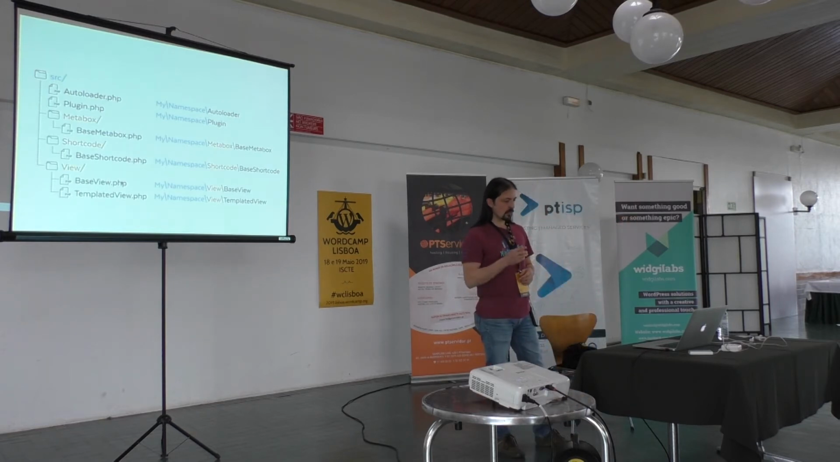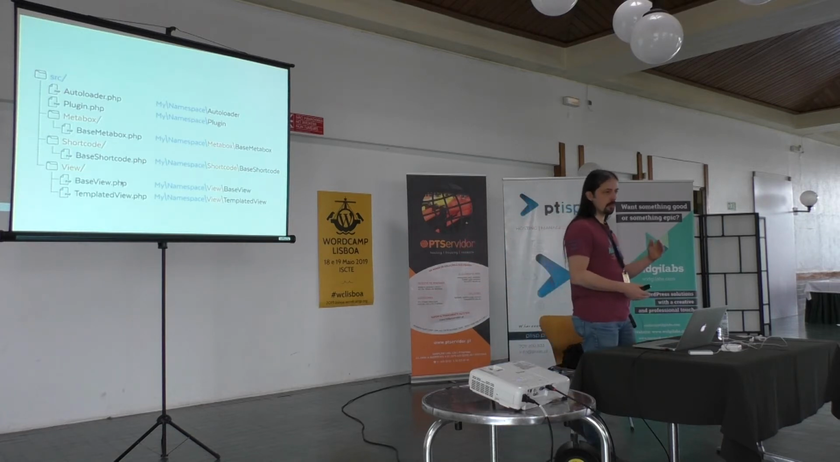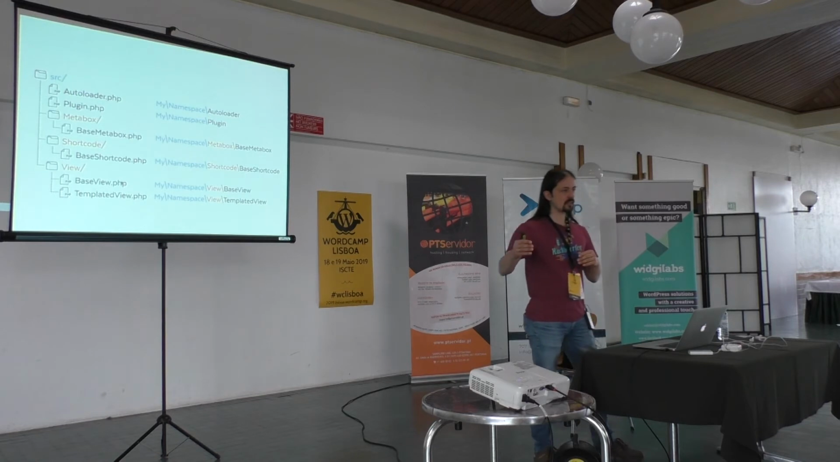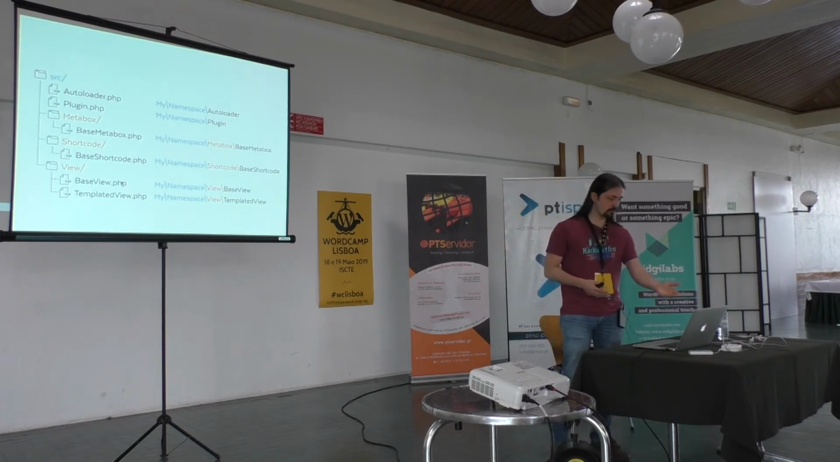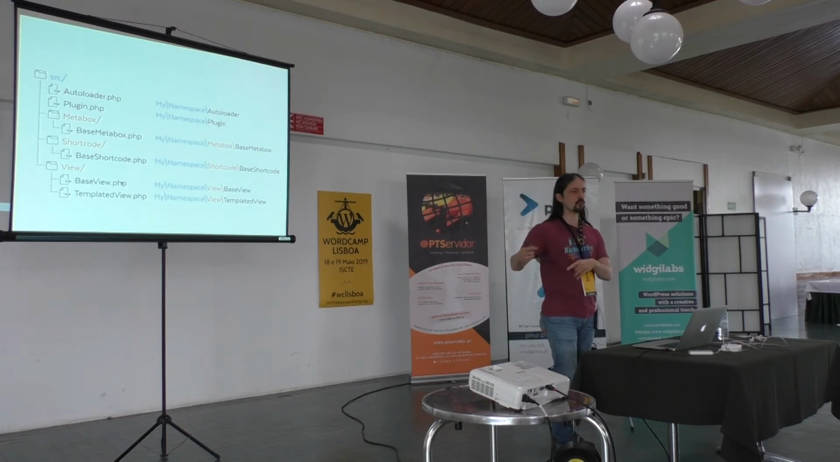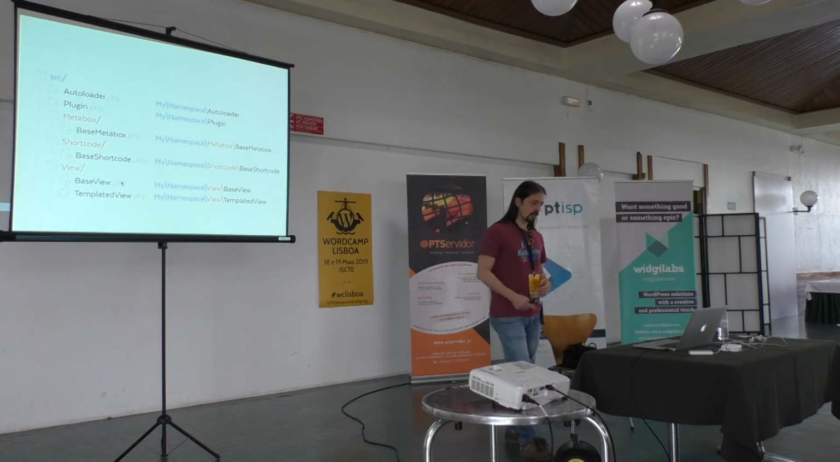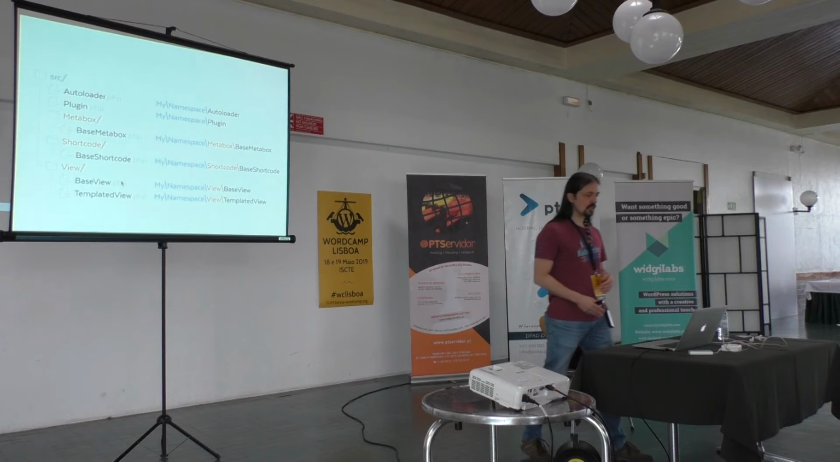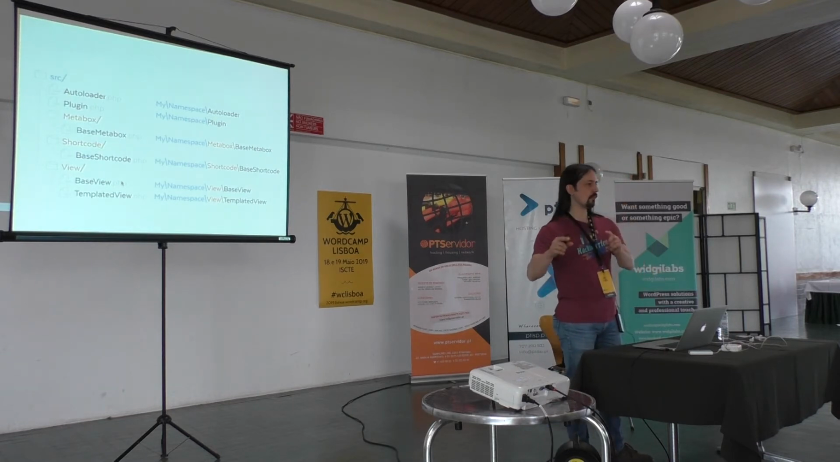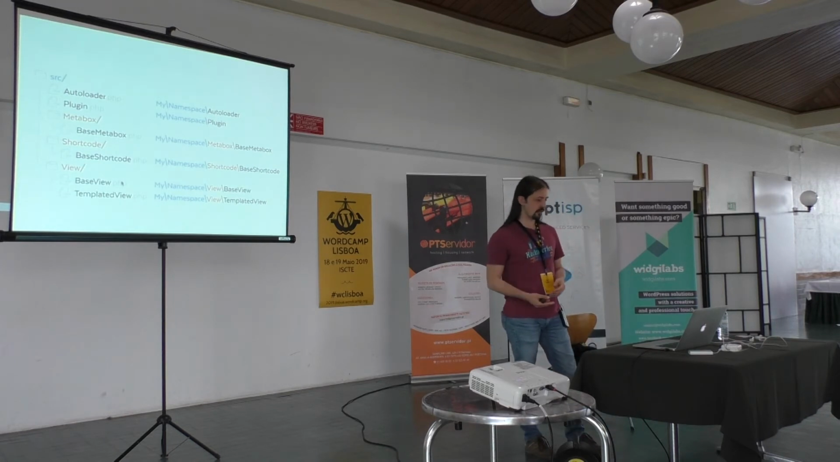And then PSR4 states that any subfolder in this root folder will map to a relative namespace inside of that root namespace. So if we have a subfolder shortcode, it will map to my namespace shortcode instead of just my namespace. And then finally, the file names exactly match one-to-one with the class names. So there's no guessing of how you can get from a class name to a file name. You just remove the extension.